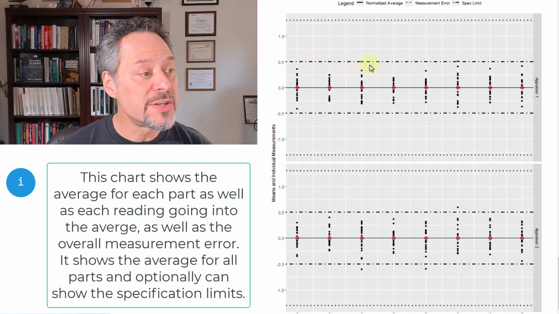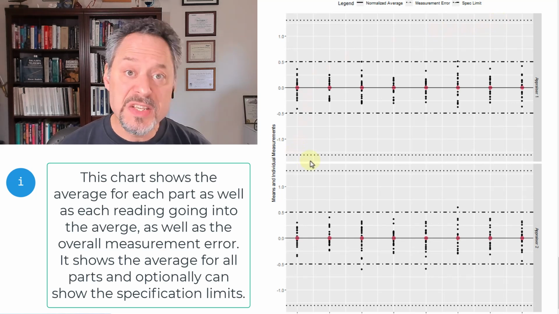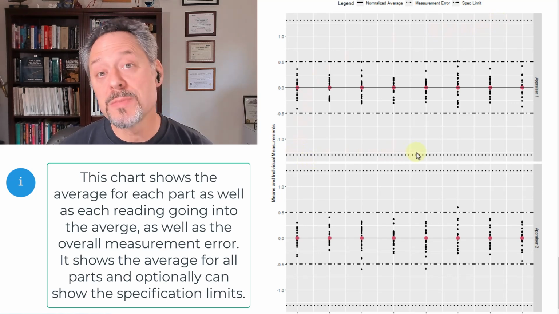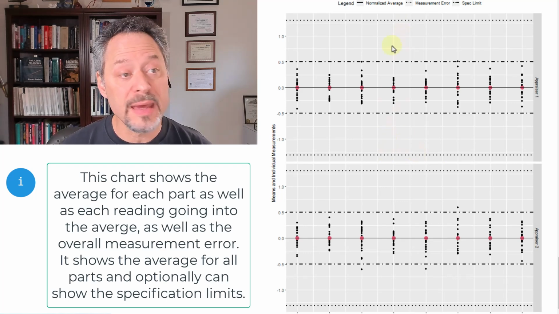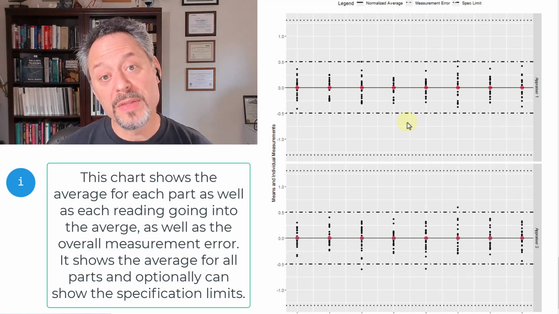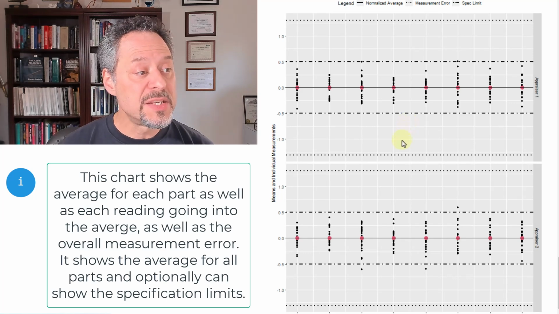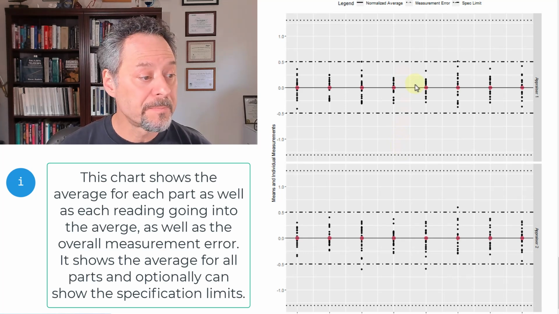And so this dashed dot line right here is the spec. And these dotted lines up here are the anticipated measurement error across both machines. And you can see how much bigger that is compared to the specification itself. And that's why I'm ending up with a very high percent R&R, because the anticipated error is pretty large compared to the spec. Okay.